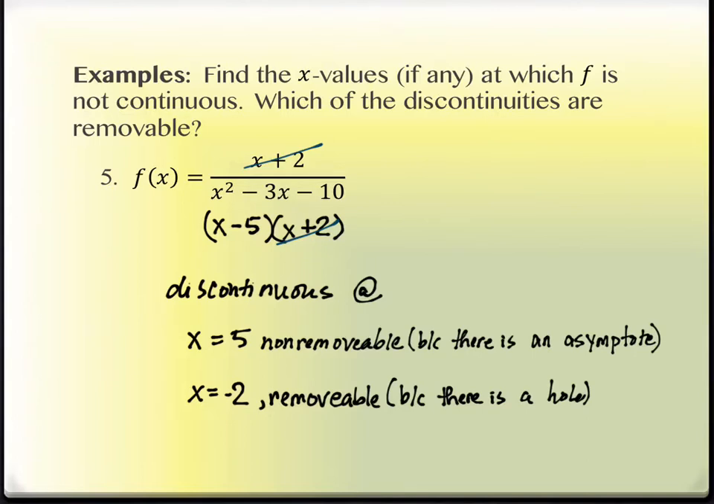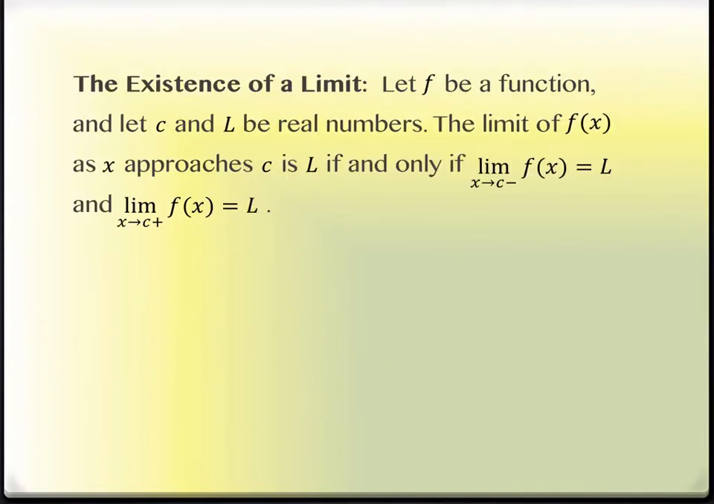All right, so let's go back again to our definition of limit and continue that idea. The existence of a limit. So let f be a function, and let c and L be real numbers. The limit of f of x as x approaches c is L if and only if the limit as x approaches c from the left of f of x is L and the limit as x approaches c from the right of f of x is L.